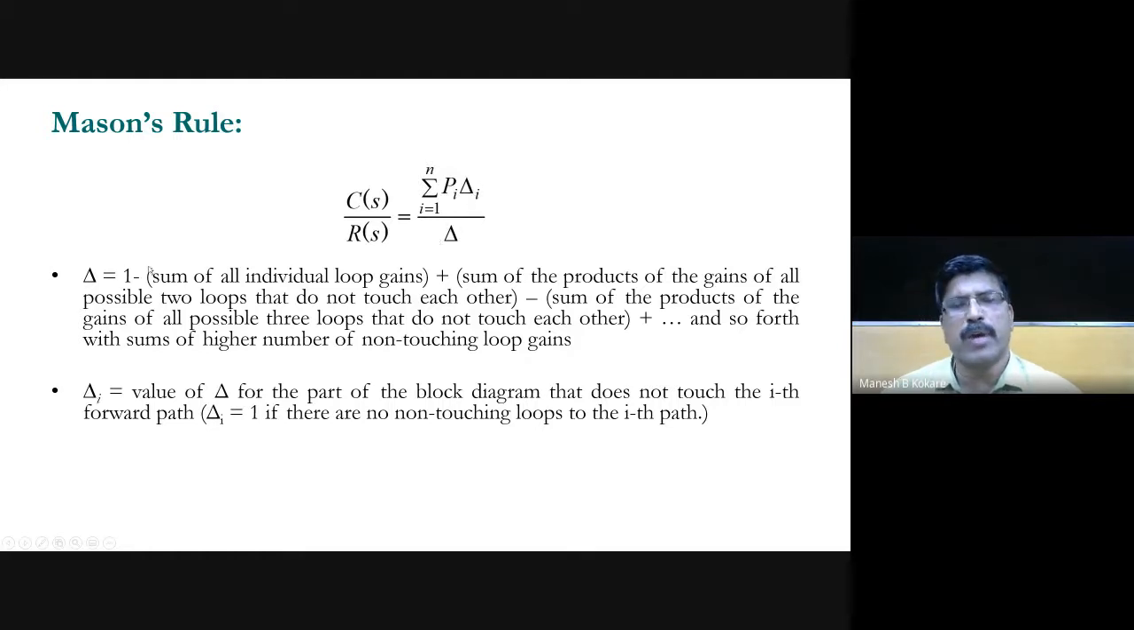And then you have to calculate delta like this: 1 minus the sum of all individual loop gains. See that the sign is alternately changing. So this is plus, this is minus, then plus, minus. You can remember this very well. In the first term, it is the sum of all individual loop gains. In the second term, it is the sum of products of 2 non-touching loops. Then in the third term, it is the sum of products of 3 non-touching loops. In the fourth term, it will be the sum of gain products of 4 non-touching loops, and so on. So that way, you have to remember how to calculate the value of delta, right?